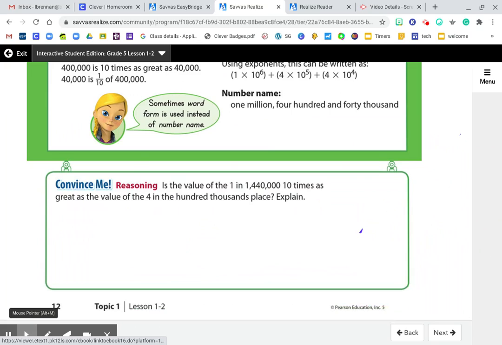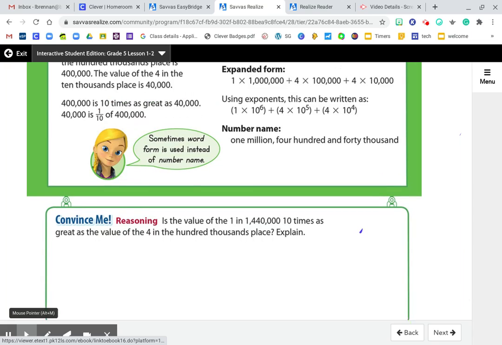Is the value of the 1 in 1,440,000 10 times as great as the value of the 4? Explain. No, because they're not the same digits, so you can't say the value is the same. And so 1 million does not equal 10 times 400,000.